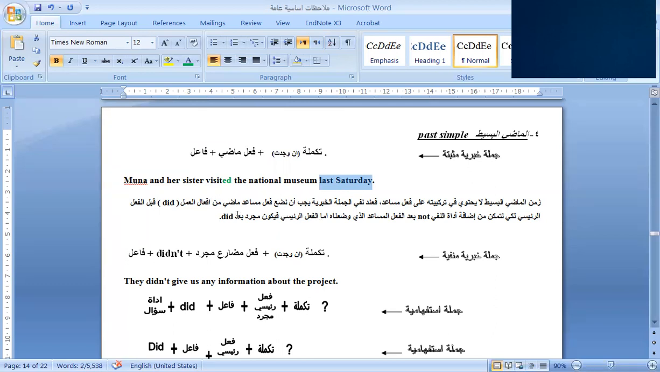Just to explain that. So as you can see: subject (الفاعل), verb in the past, and the complement (والتكملة). زمن الماضي البسيط لا يحتوي في تركيبته على فعل مساعد، فعندنا في الجملة الخبرية يجب أن نضع فعل مساعد ماضي من أفعال العمل اللي هو did لأنه ماضي قبل الفعل الرئيسي لكي نتمكن من إضافة أداة النفي بعد الفعل المساعد الذي وضعناه. أما الفعل الرئيسي فيكون مجرد بعد did مثل ما قلنا سابقا when we talked about the auxiliaries.